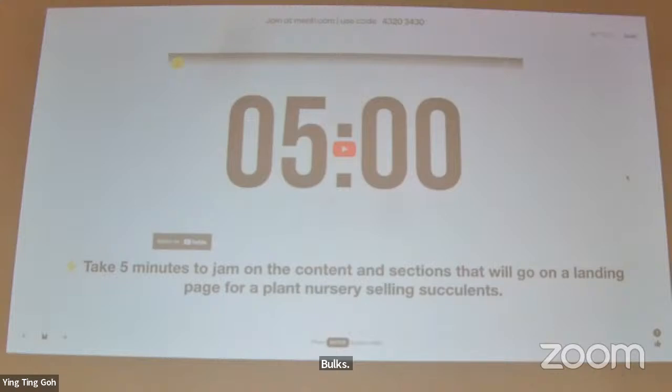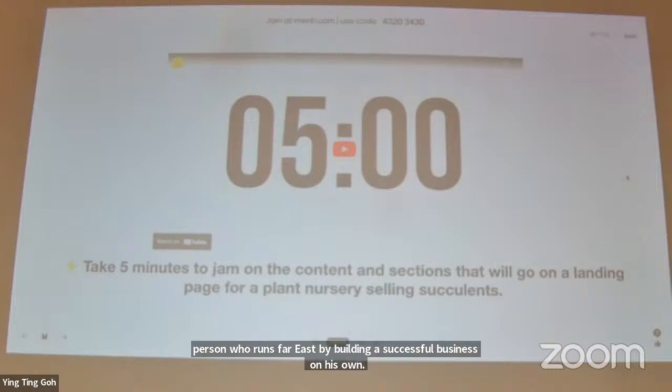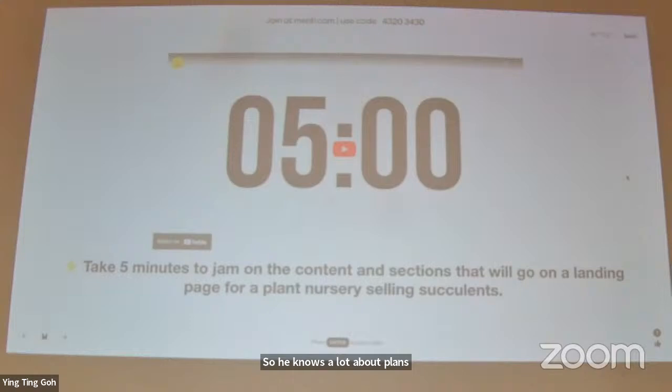Okay, we'll go with that. So it's the grandson of the person who runs Far East Flora. He now wants to prove his worth by building a successful business on his own. So he knows a lot about plants just by the nature of being around it, but he's decided he's not going to tap into any of the big business and build it by himself on his own through his stories and through his business acumen or whatever it is. So he's on his journey.